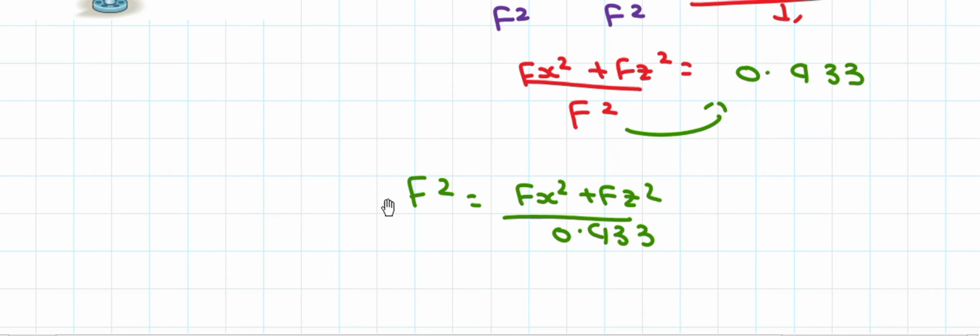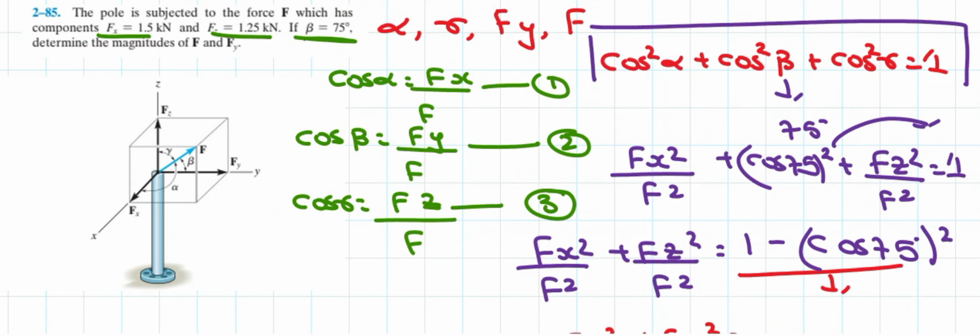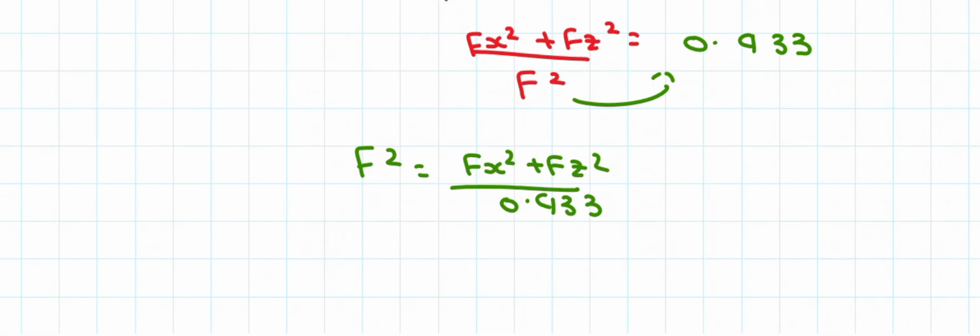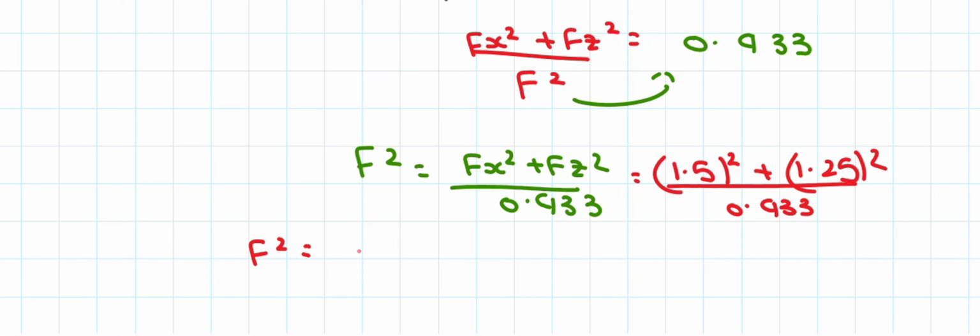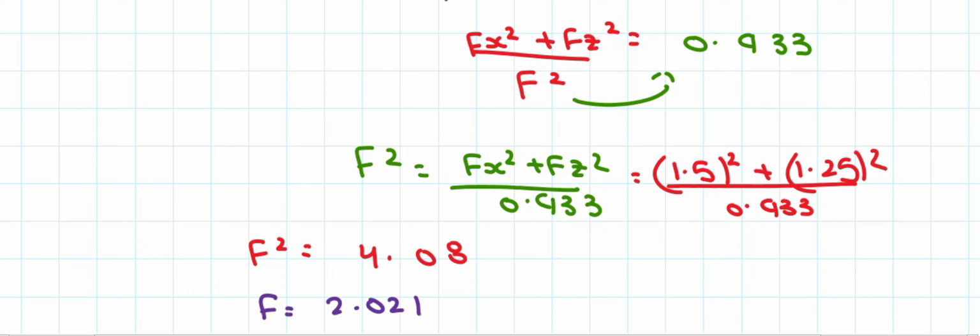We know the value of Fx is 1.5 kilonewton, and the value of Fz is 1.25 kilonewton. So it becomes 1.5 whole square plus 1.25 whole square upon 0.933. So F square is equal to 4.08. Similarly, take the square root of this expression so that F is equal to 2.02 kilonewton.